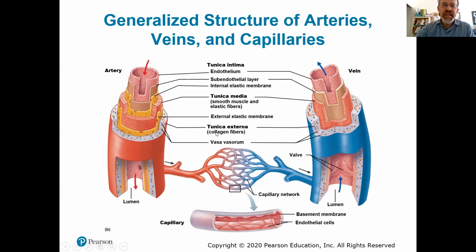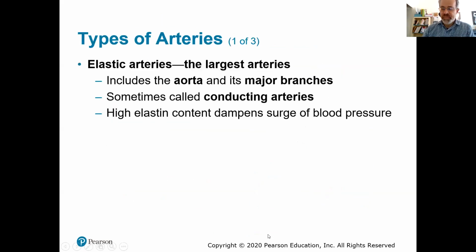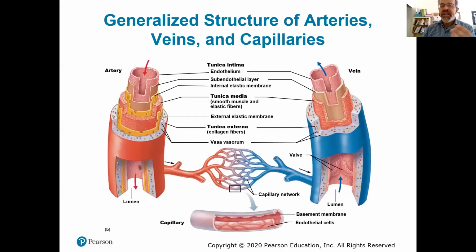Finally, we have the tunica externa, which is made up of collagen fibers, which surround the vessel. And here is our capillary, which is just the endothelial cells. So let's take a look at that more in depth. So you've got the idea that we have three layers in arteries, three layers in veins.